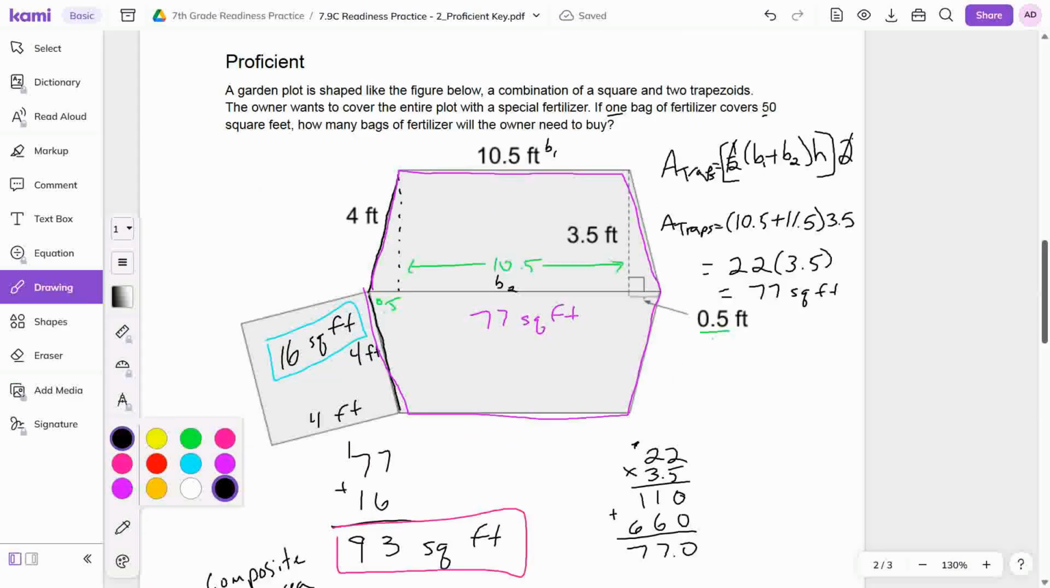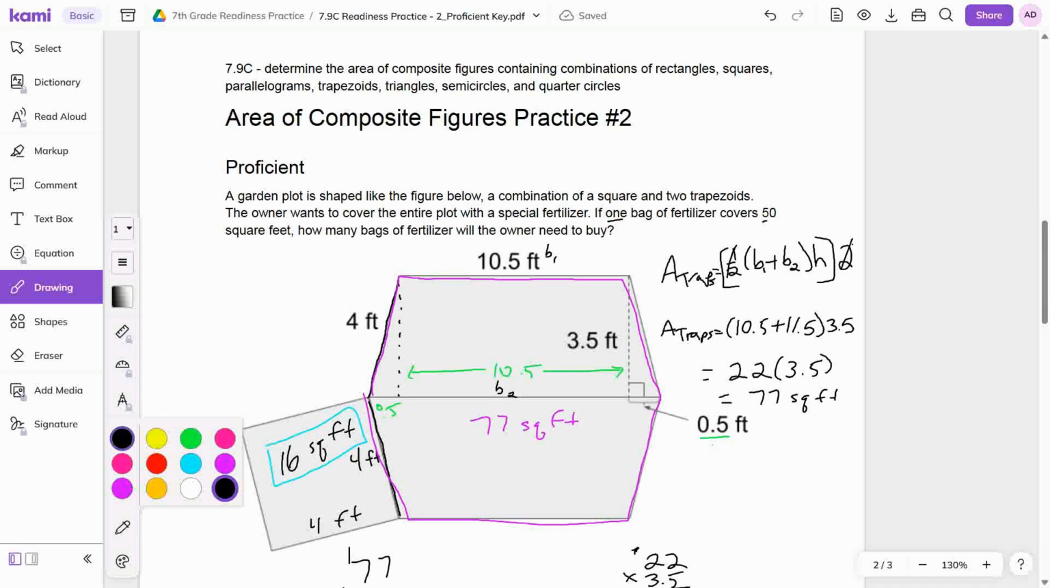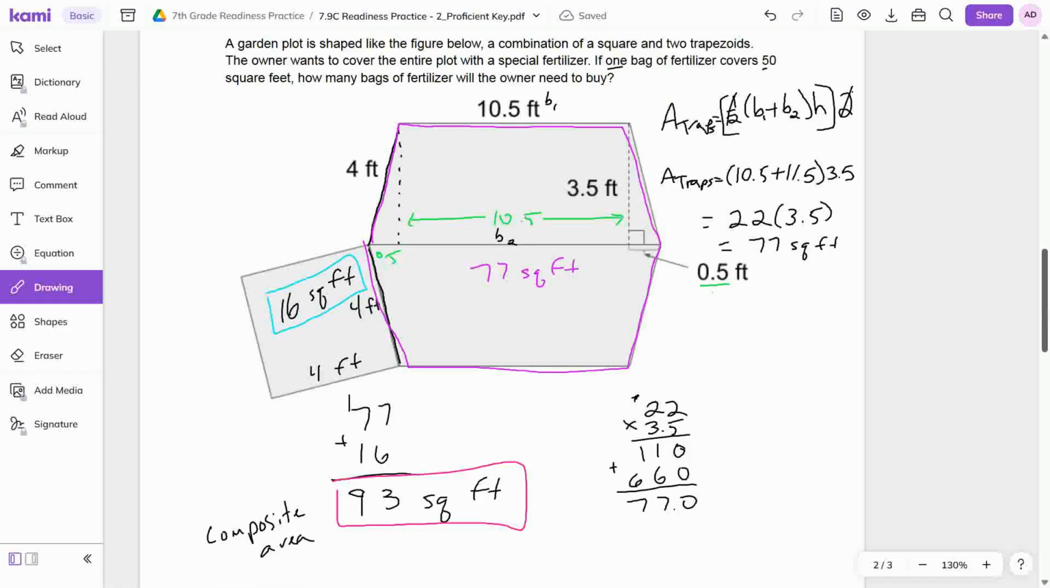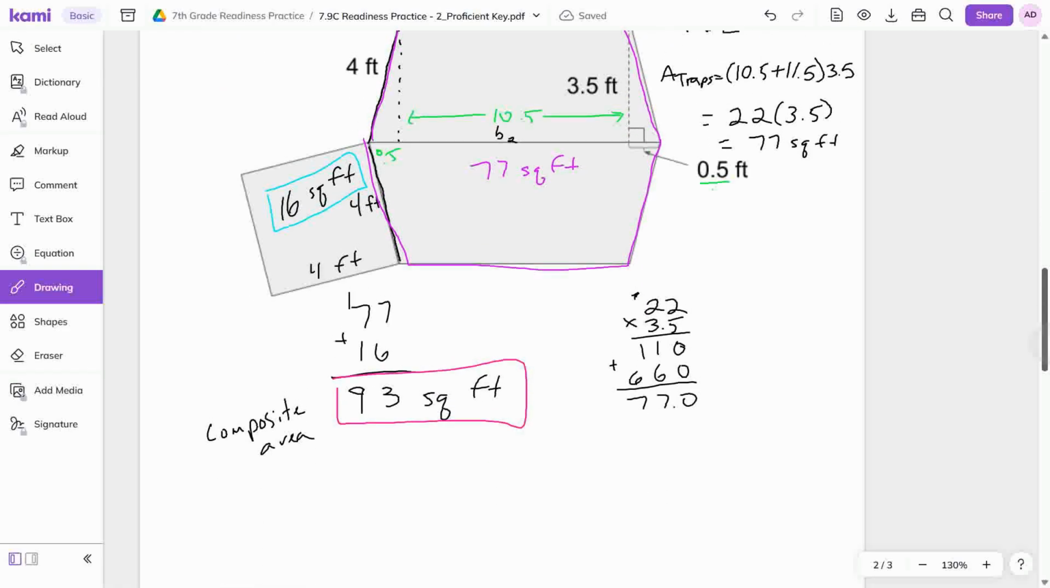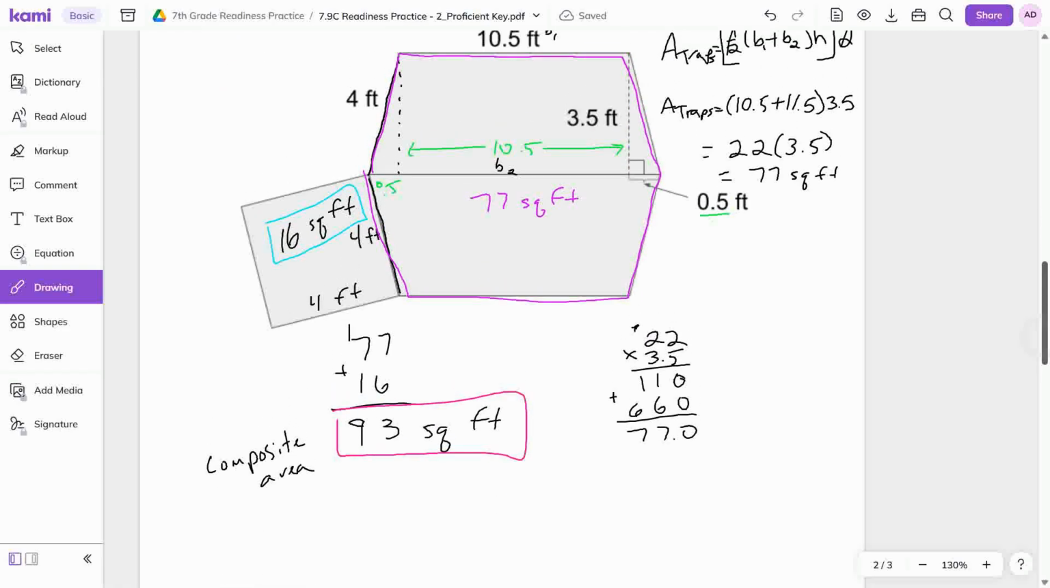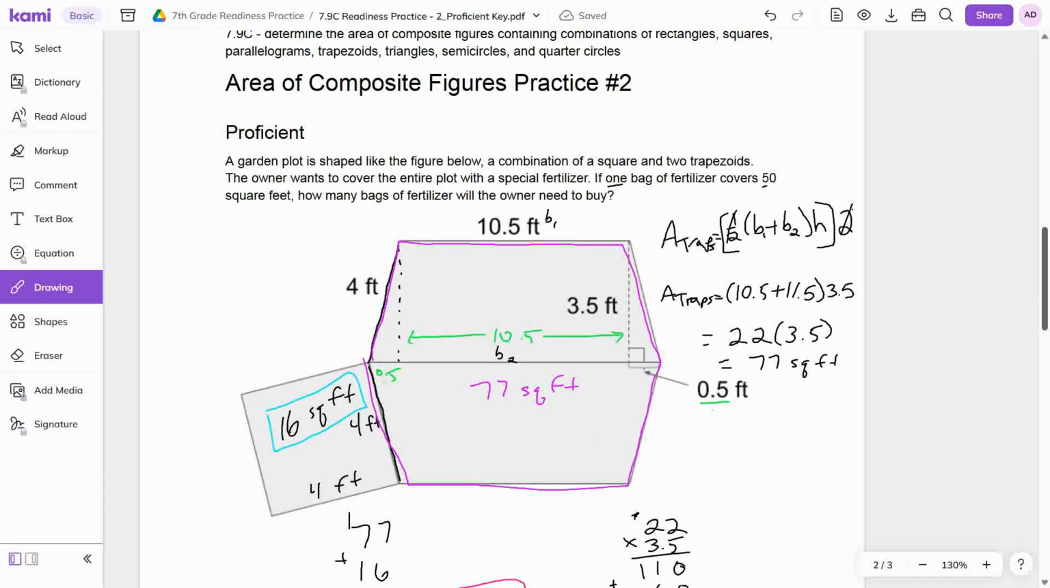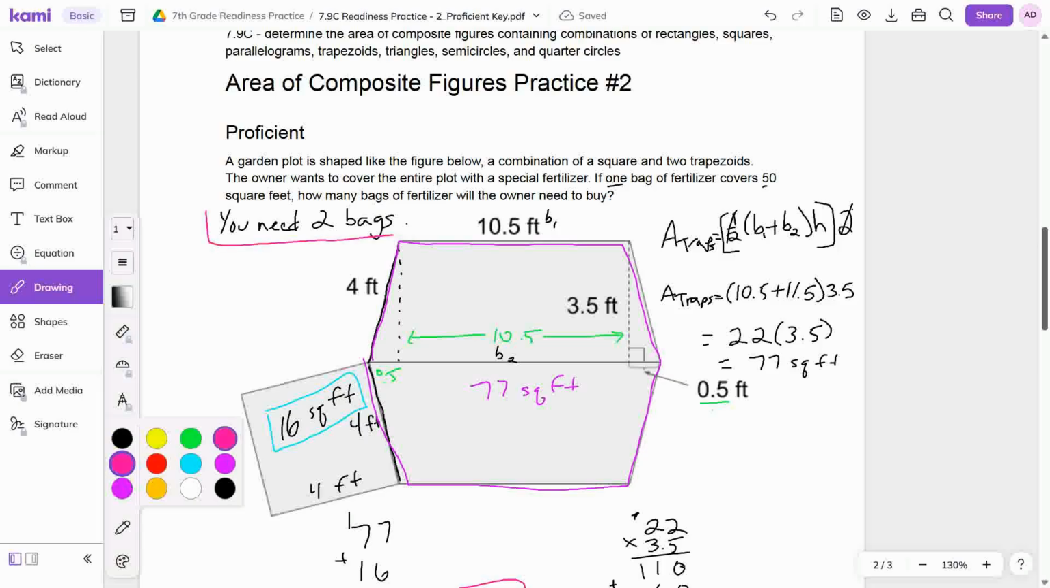But look at the question. How many bags of fertilizer will I need? Well, one bag of fertilizer covers 50 square feet. And there's 93, so one bag is not going to be enough. Two will get me enough. It'll give me 100 square feet and give me a little bit left over. So let's see. You need, let's just put in a sentence, 2 bags. All right, so there's our answer for number 2. You need 2 bags of fertilizer.